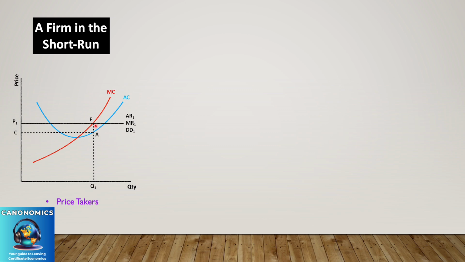As average revenue is at point E and average cost is at point A, this firm is earning supernormal or abnormal profits, shown by the orange shaded area. Now let's look at the market for all firms in this industry corresponding to the short-run diagram for an individual firm.